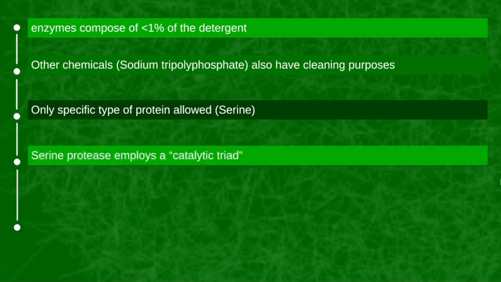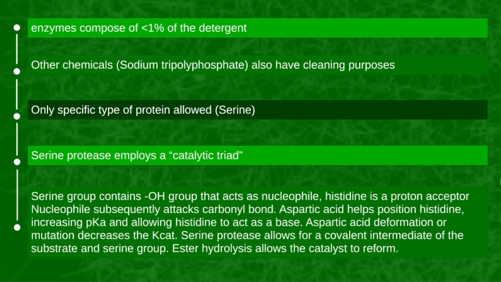Serine protease employs a catalytic triad, which is a group of 3 amino acids, aspartic acid, histidine, and serine, which are found in the active sites of some proteases involved in catalysis. Serine group contains an OH group that acts as a nucleophile. In addition, histidine is a proton acceptor from serine group, allowing this to occur. Nucleophile subsequently attacks carbonyl bond.